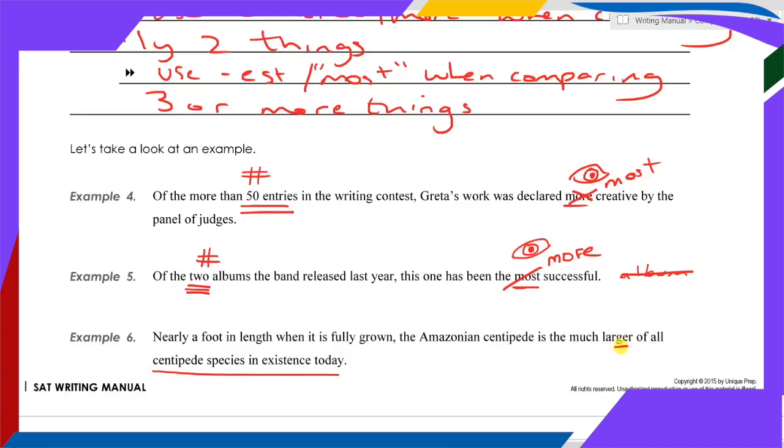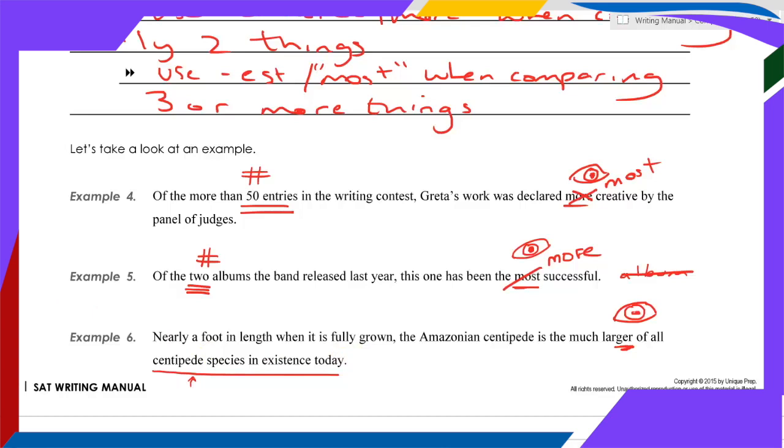So here's our tip-off clue. There's the ER word. Now, what we've got in this sentence is a little bit trickier than the previous 2 sentences, because we do not have a number of centipede species in existence. They don't tell us how many centipede species are in existence today. However, we can probably assume that it's more than 2 centipede species. Most likely there are more than 2 centipede species.